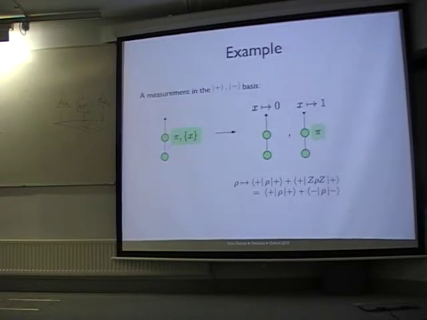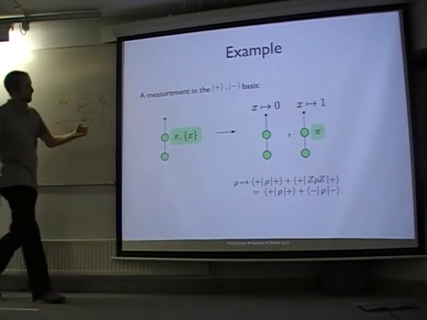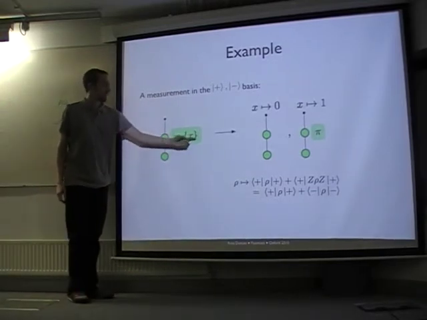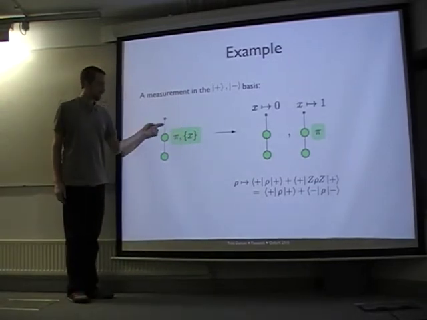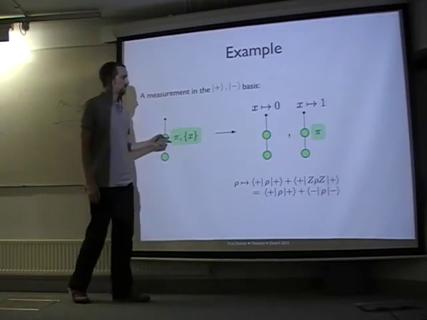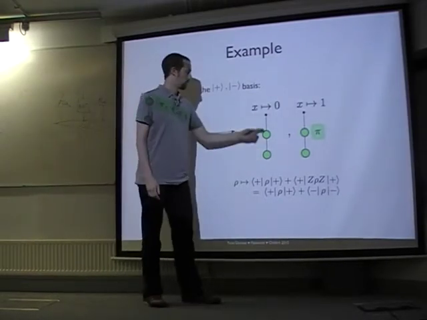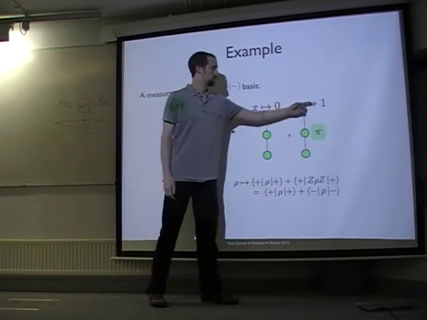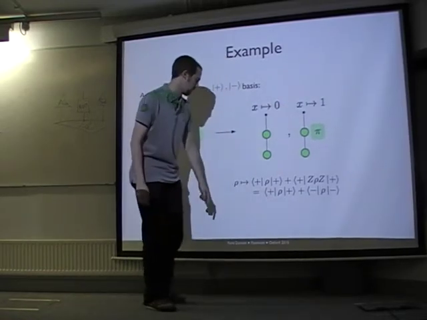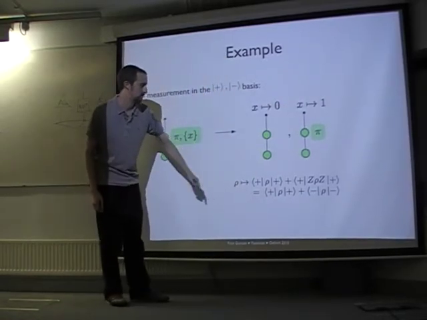So here's how it looks in a small example. So this is a measurement, right? So this variable is telling you what the outcome of this measurement was. And so the two possibilities are x goes to 0, in which case I get the plus projection, x goes to 1, I get the other projection. And that's the semantics down here.